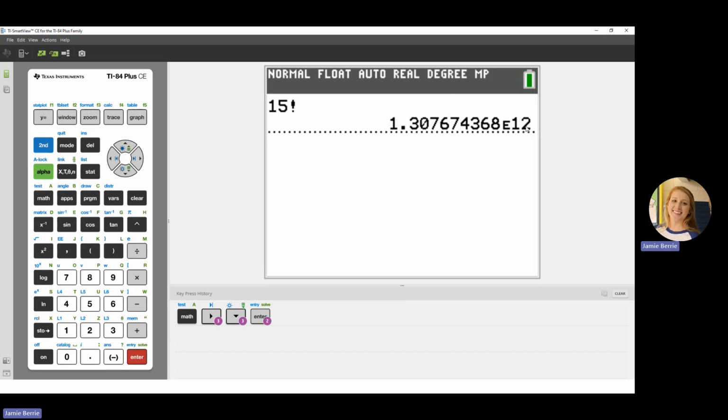So it's a really big number. This means 1.307674368 E 12, which means take the decimal and move it 12 places to the right. So this is 1, 2, 3, 4, 5, 6, 7. Oh, gosh, I lost count. 3, 6, 7, 8, 9. So that's 9, and then we would have 3 zeros after that. That's a huge number. Let's write down that answer.